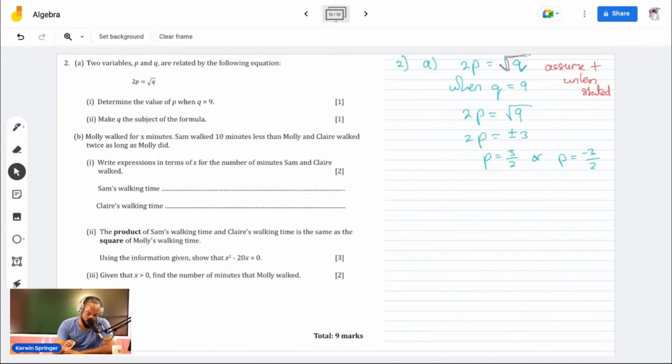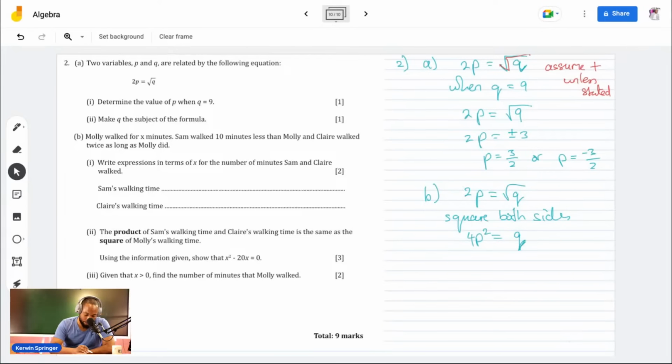Make Q the subject of the formula. Yes, my pleasure, I can do that for you. So, B, make Q the subject, right? So 2p is equal to the square root of q. To get rid of the square root, we want to square both sides, and we'll end up with a nice 4p squared, because 2p by 2p is 4p squared. And when you square a square root, it's like you cancel it off. You just end up with q at the end there.